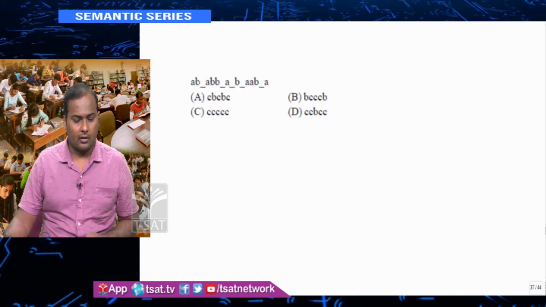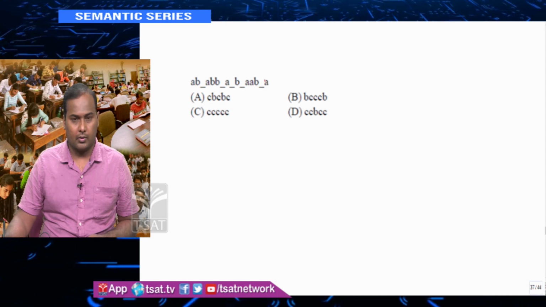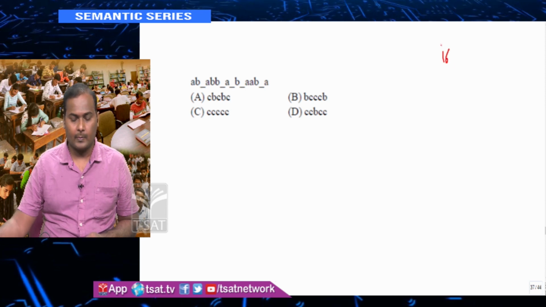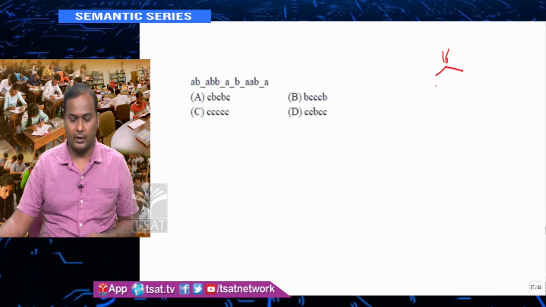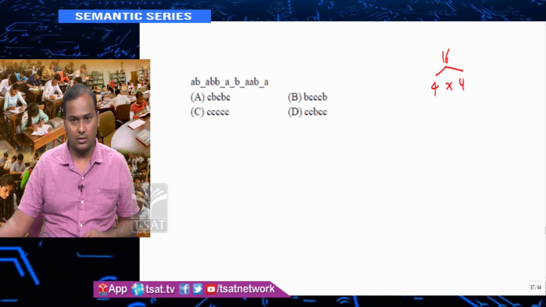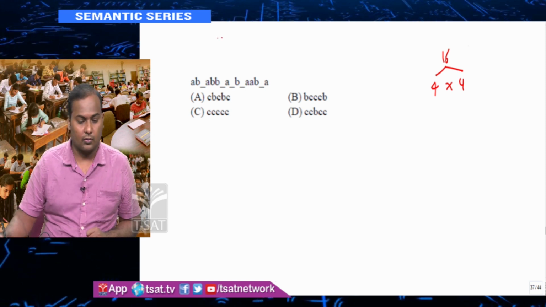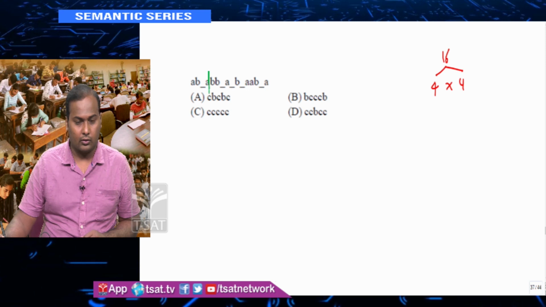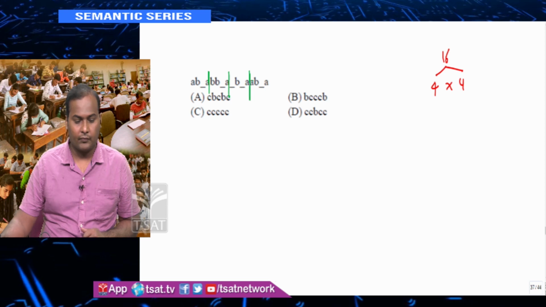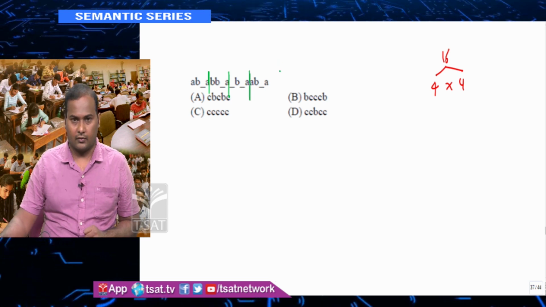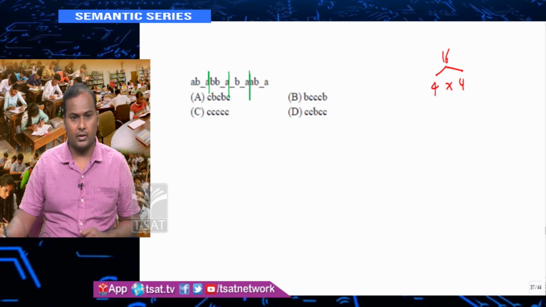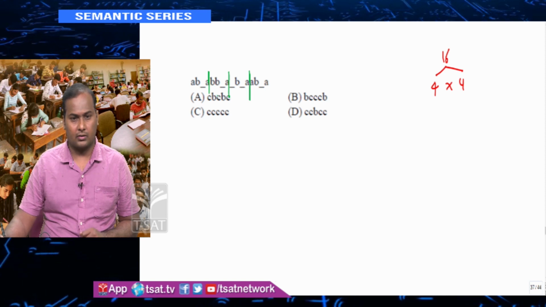In this particular series, I already said that first you count the number of letters. If I count the number of letters, there are a total of 16 letters. So these 16 letters can be divided into 4 blocks, and these 4 blocks may repeat 4 times, total 16 letters. So first I will try to divide into 4 blocks. Now after dividing into 4 blocks, check for the common. So what is the first block? The first block is AB gap A.